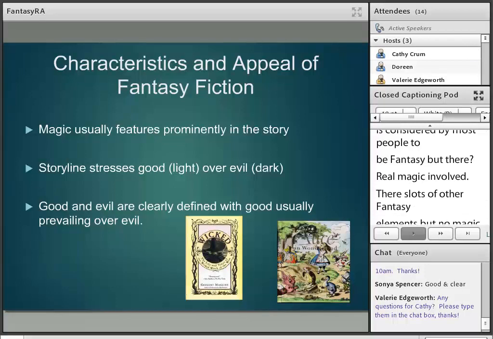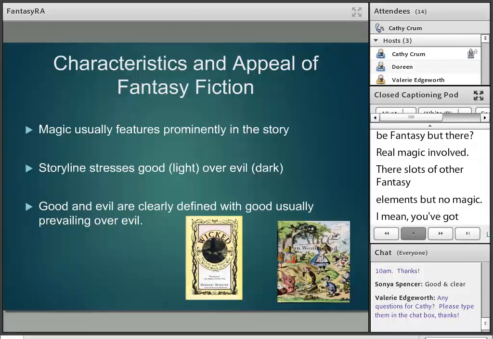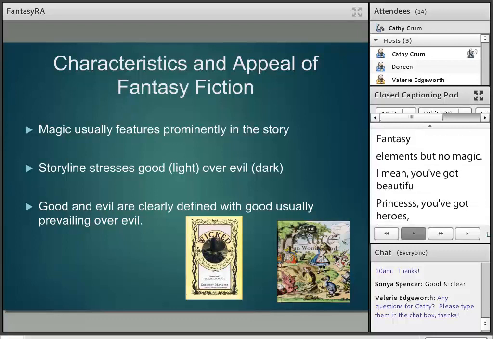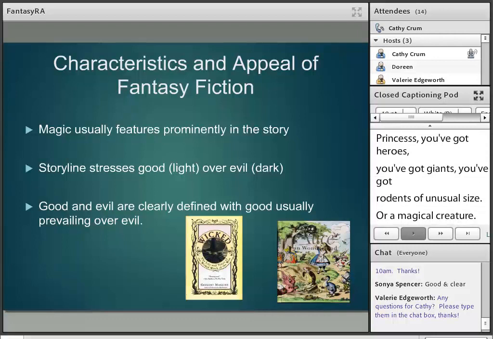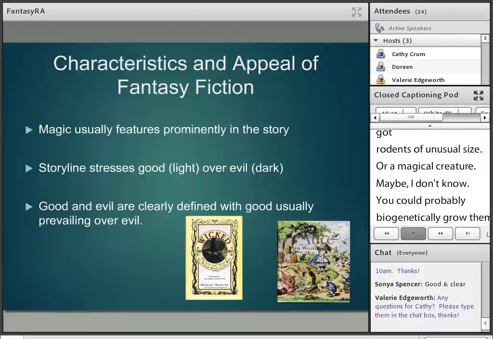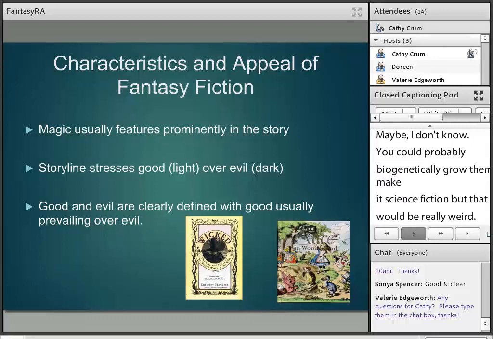You've got beautiful princesses, you've got heroes, you've got giants, you've got ROUSs, rodents of unusual size, which I guess could be a magical creature. Maybe. I don't know. You could probably biogenetically grow them, make it science fiction, but that would be really weird. But anyway, so magic, just to say it, magic is usually a part of fantasy.